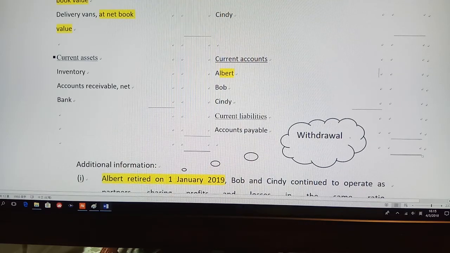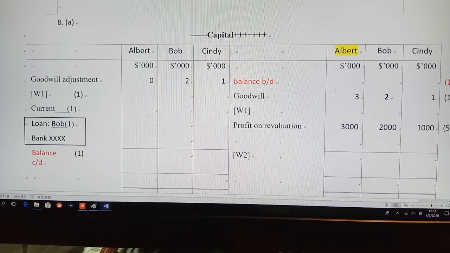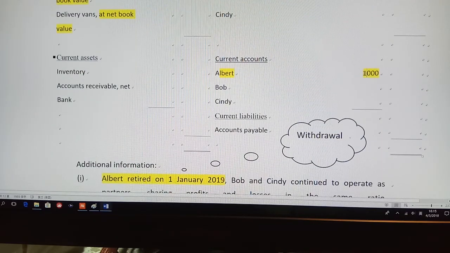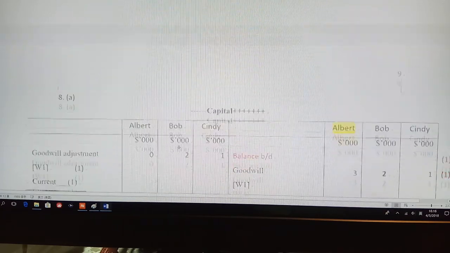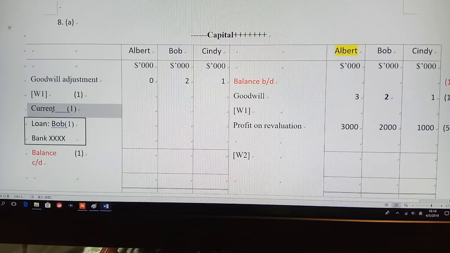Okay, if Albert has a positive figure, we put it here on the right side, so that Albert can get everything back. If Albert has a negative balance in the current account, we call it a deficit. So we put $1,000 on the left side. Right here you see the current account. It should be 1,000 negative.